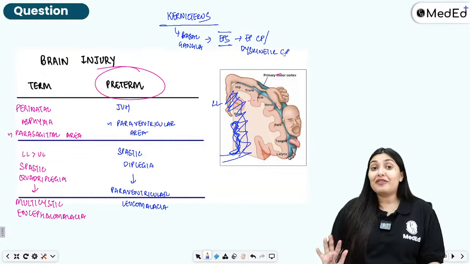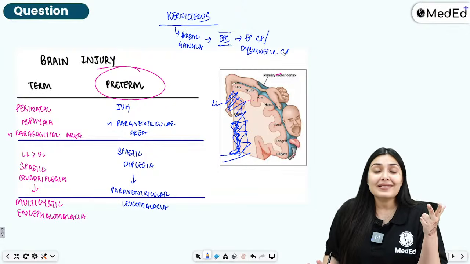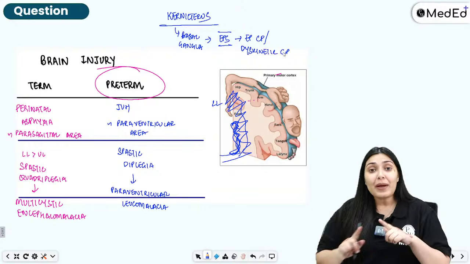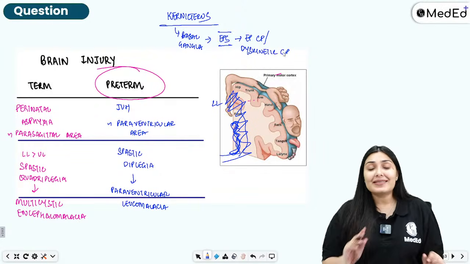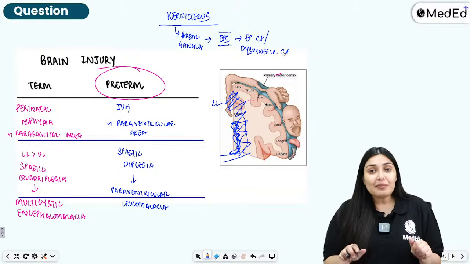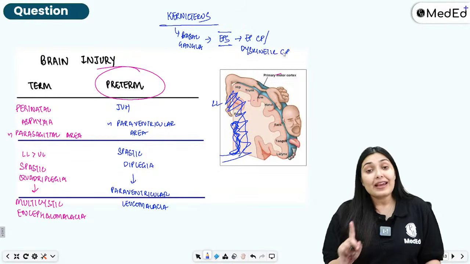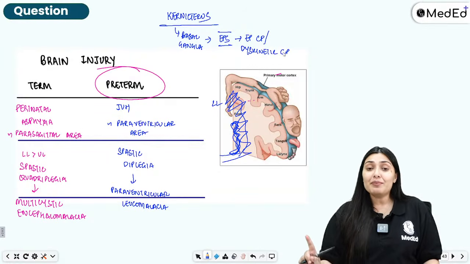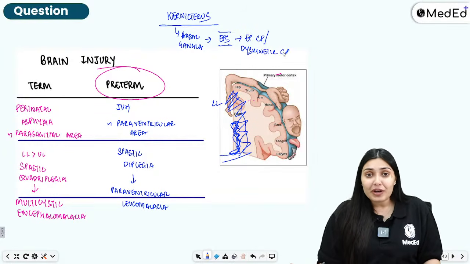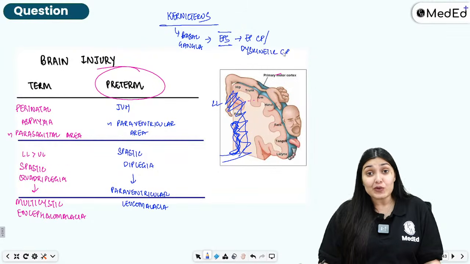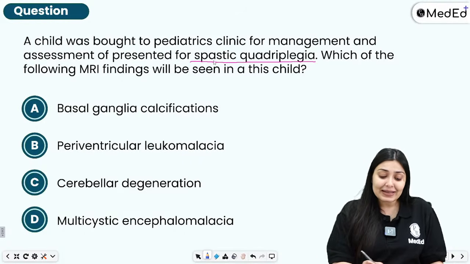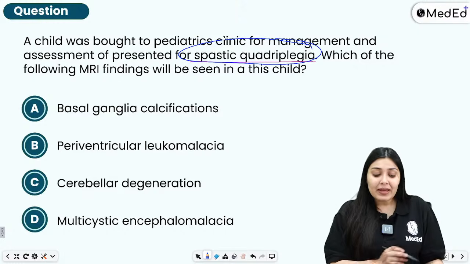So in cerebral palsy, we have read three things: quadriplegia, diplegia and dyskinetic cerebral palsy. Quadriplegia you are going to see in a term baby with parasagittal infarcts and multicystic leukomalacia picture. Diplegic CP you see in preterm babies, intraventricular hemorrhage, there is involvement of the lower limbs, and in future you are going to see paraventricular leukomalacia. And lastly, we have studied dyskinetic CP or extrapyramidal CP that you see in kernicterus babies. Right? So here the question was asking spastic quadriplegia and the MRI findings.